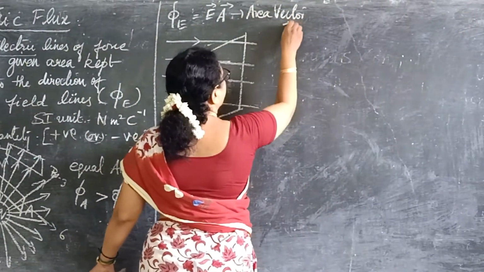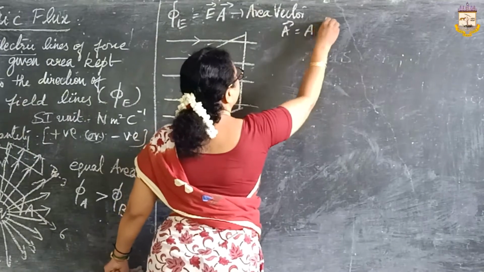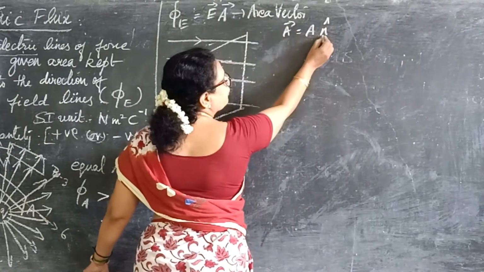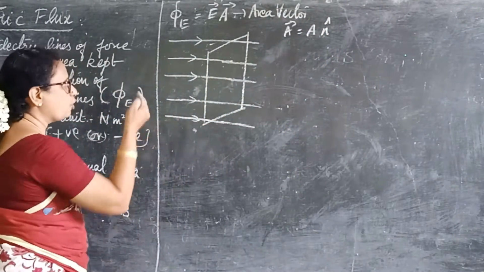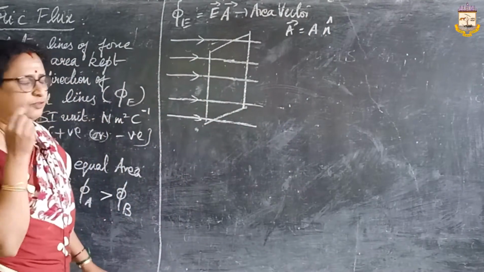And area vector is nothing but the magnitude of A with the direction, that is denoted by n cap. So let me draw the direction of the area.